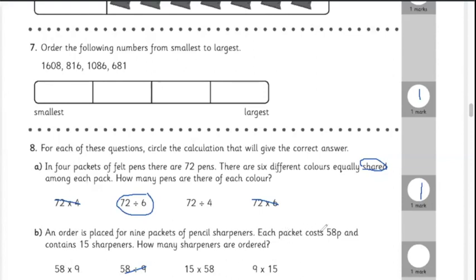So each packet costs 58p. So an order is placed for 9 packets of pencil sharpeners. Each packet costs 58p and contains 15 sharpeners. So what I have to do, it says here there are 9 packets in total and there are 15 sharpeners in each packet. So to work out how many pencil sharpeners there are, it's 9 times 15. It's not 58 because that's how much it costs. If it was asking us to work out the cost, then it would be one of these 2, but it's not. It's asking us how many sharpeners, okay? So 1 mark for each of those correct.